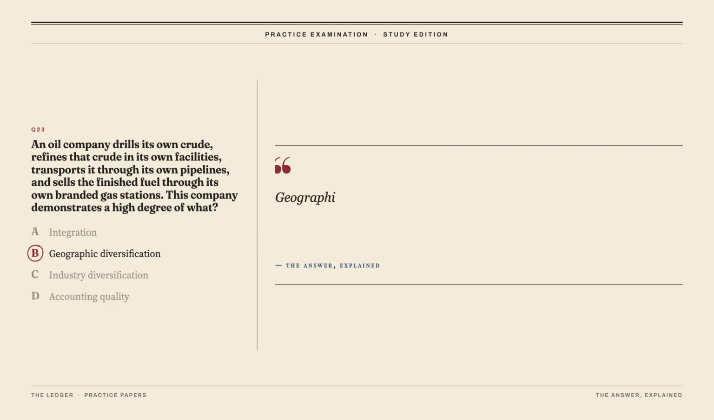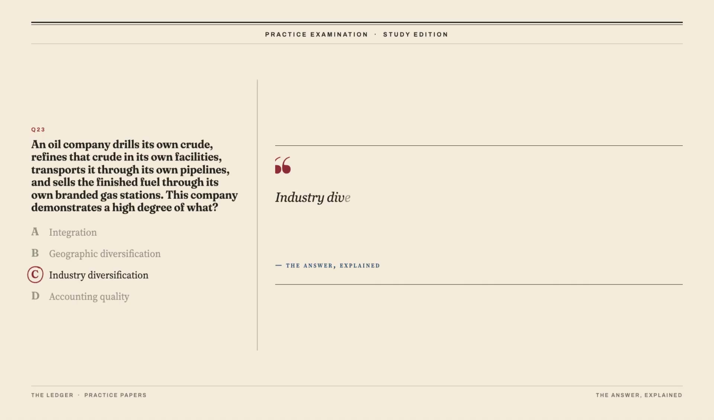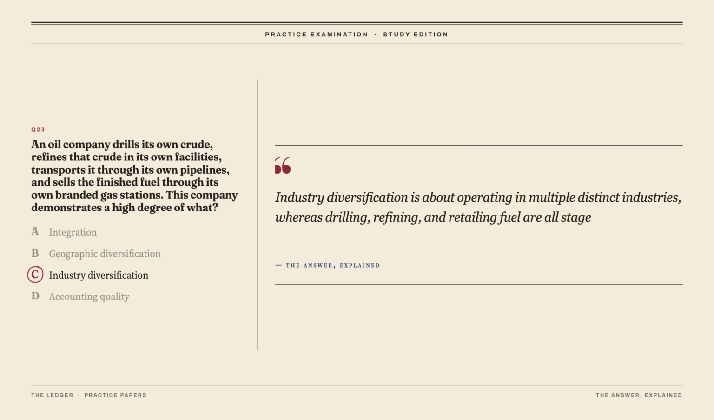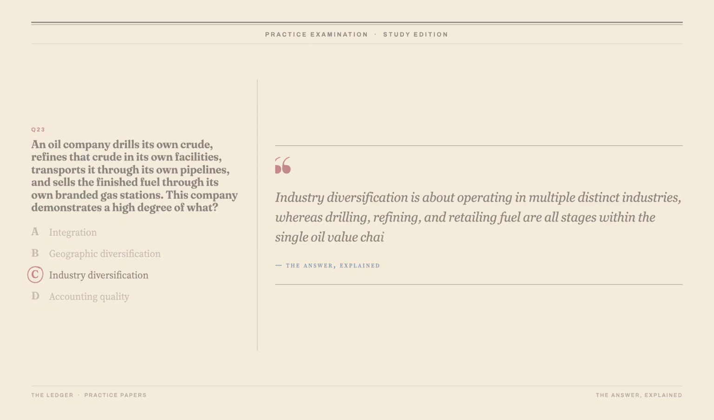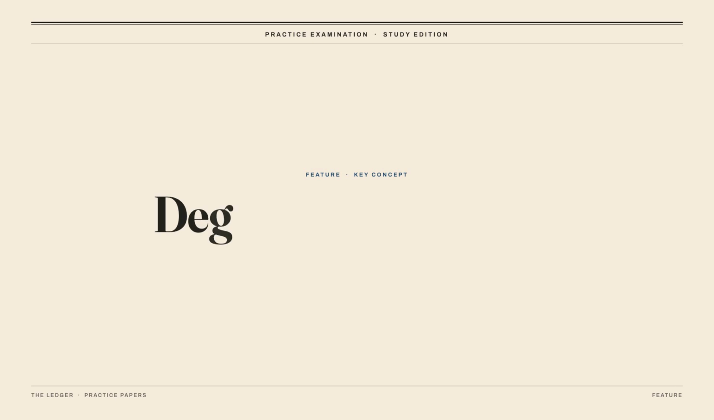B is wrong because geographic diversification is about how far operations spread across different markets, not how many stages of one production chain the firm controls. C is wrong because industry diversification is about operating in multiple distinct industries, whereas drilling, refining, and retailing fuel are all stages within the single oil value chain. D is wrong because accounting quality is a judgment about reporting reliability and has nothing to do with how much of the value chain a firm owns.